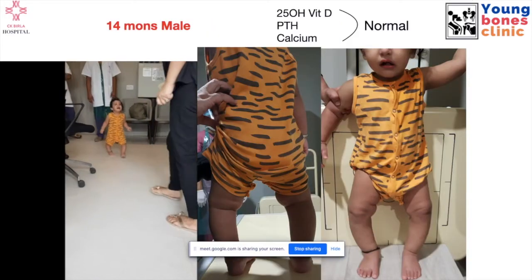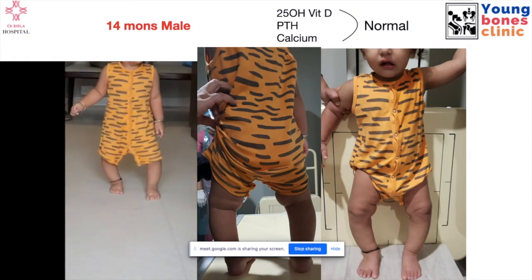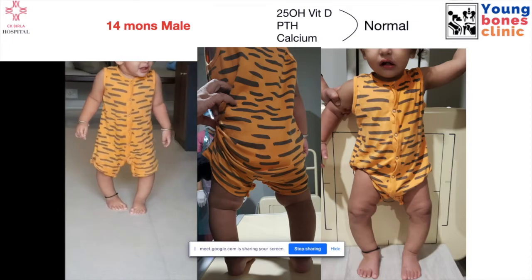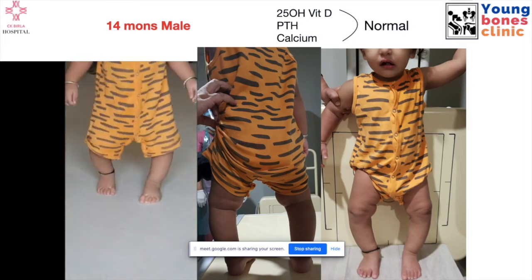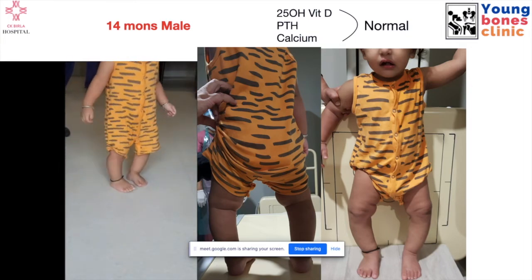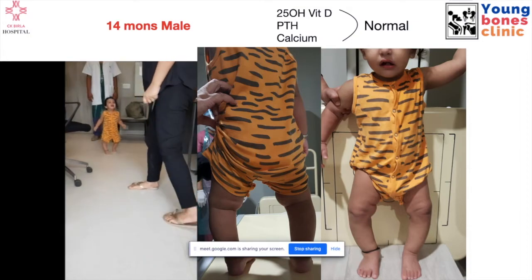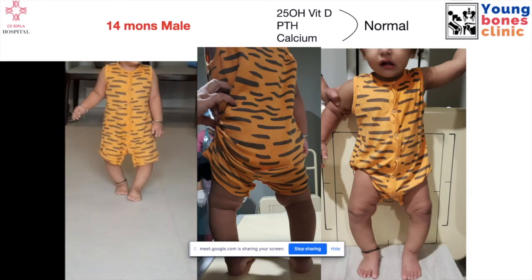Now this is a 14-month-old child. You can observe the gait of the child. And trust me, he was the baby of a gynecologist in Gurgaon. At 14 months of age, he consulted an orthopedic surgeon and was always told that this is normal, this is normal bowing of the legs, this is physiological bowing, which we all see.